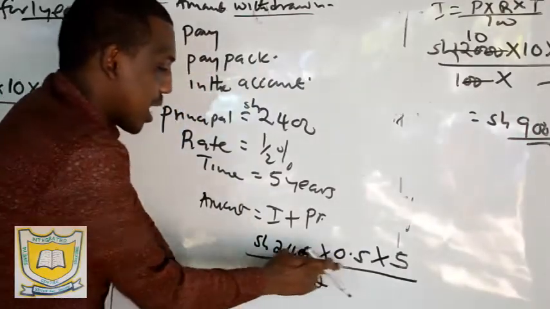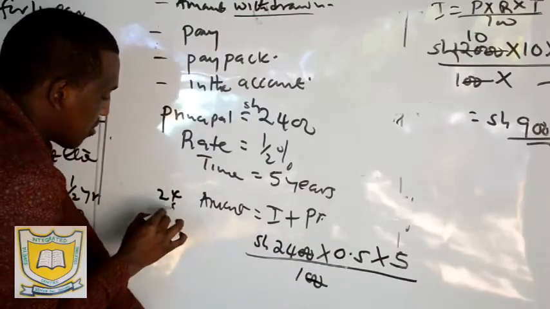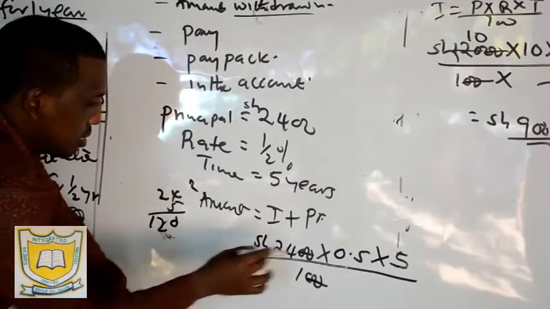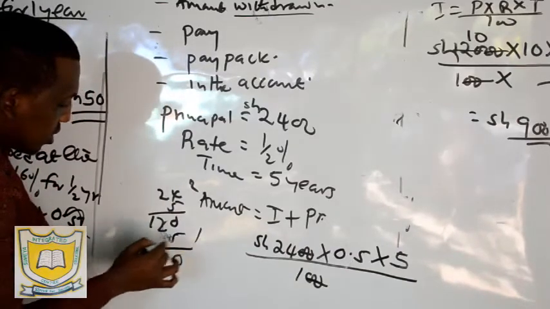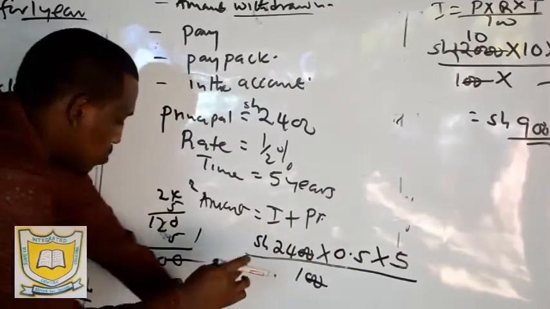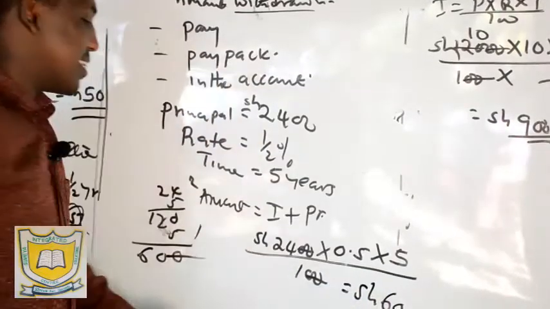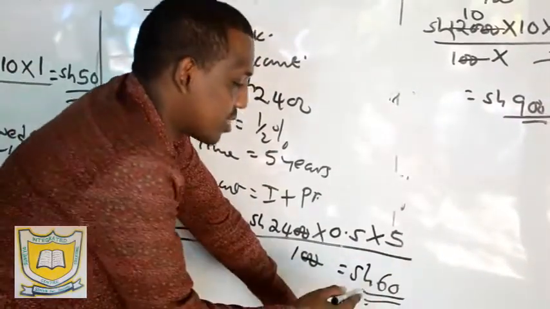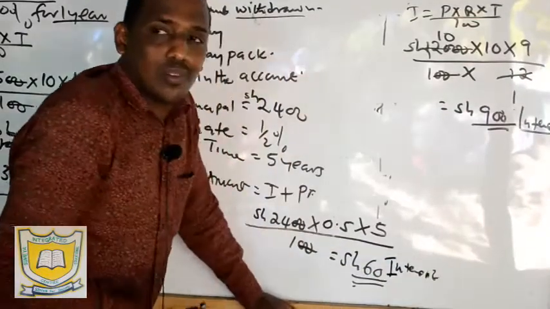So we multiply now. 24 times 5 is 120, times 5 again is 600, and with the decimal point we have 1 place. So when you multiply these, you will get shillings 60. So 24 times 0.5 times 5, you will get shillings 60. What is this? It is the interest. But they don't want the interest. What they want is the amount.